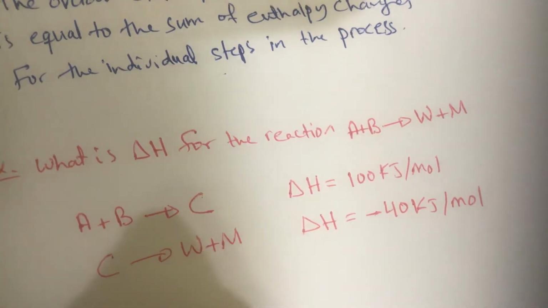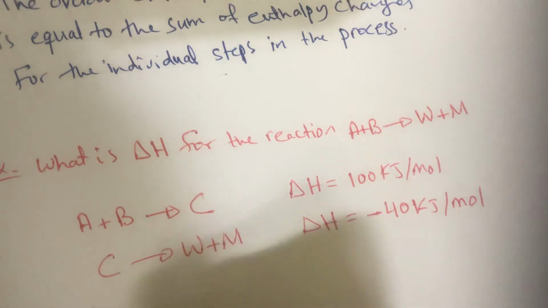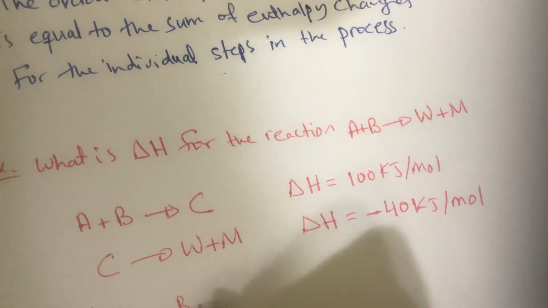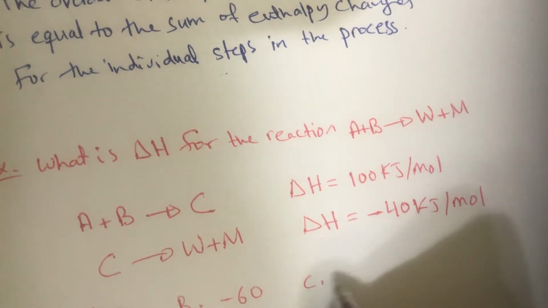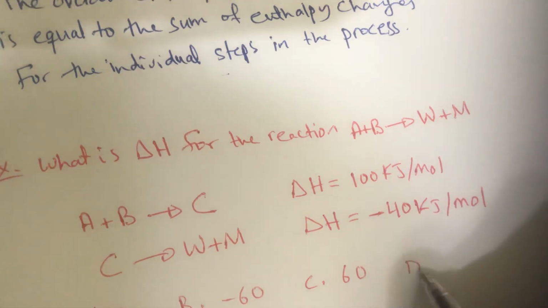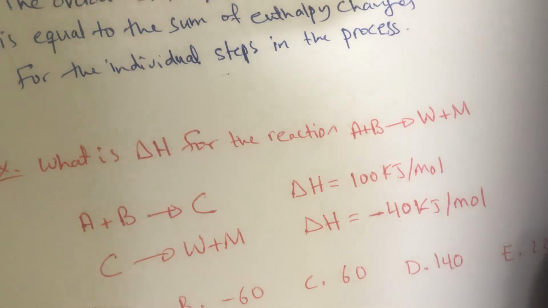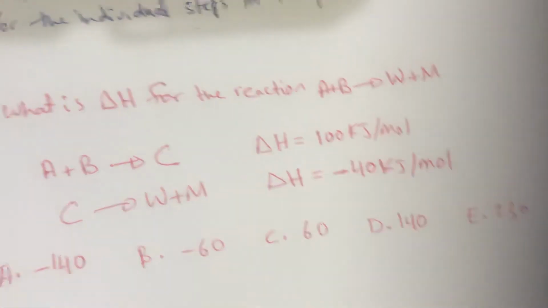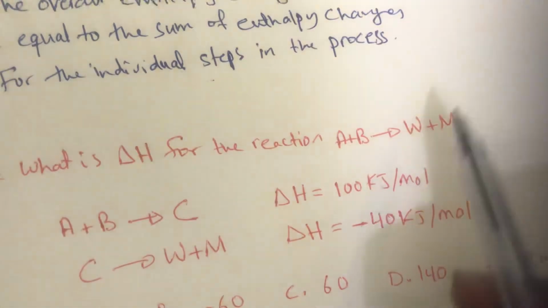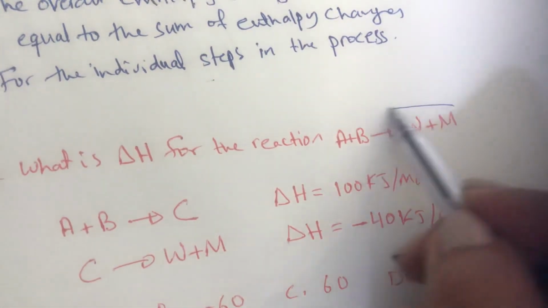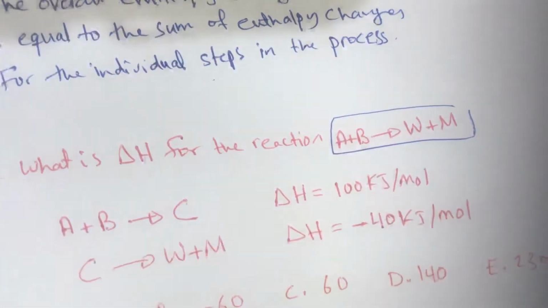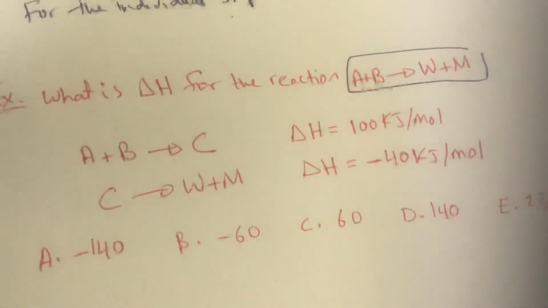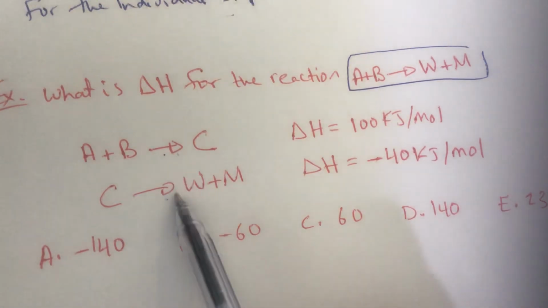So A minus 140 kilojoule, B minus 60, C 60, D 140, and E 230. Which of these is the correct answer? So here you have this equation. You have to calculate delta H for this equation. You have these reactions.